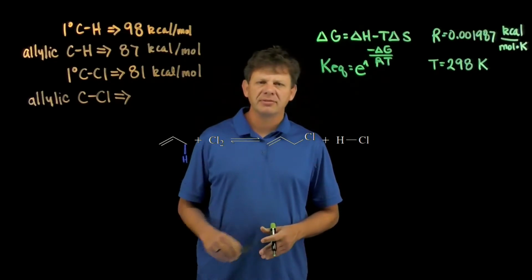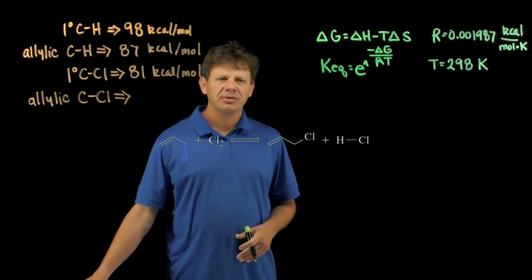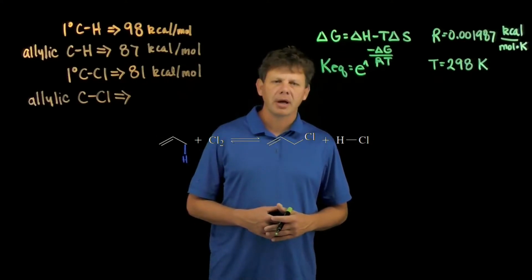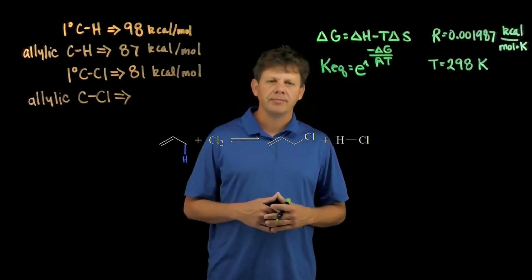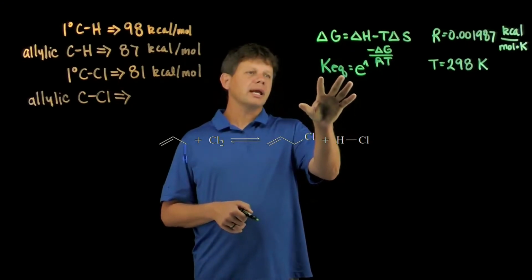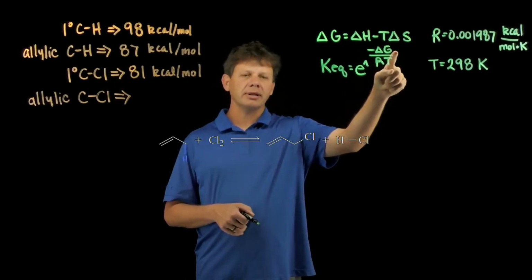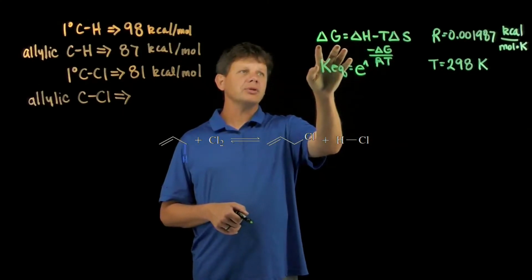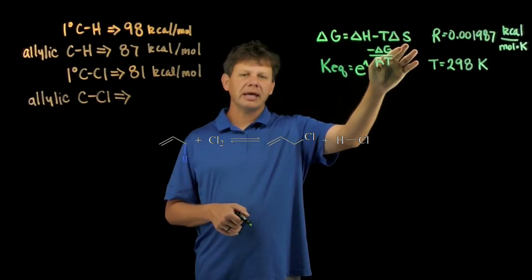This assessment asks us to use bond dissociation energies to calculate an equilibrium constant of the reaction shown. Let's quickly discuss how we're going to do it. Well, we know that we can calculate KEQ if we calculate delta G, and we can get delta G from delta H minus T delta S.